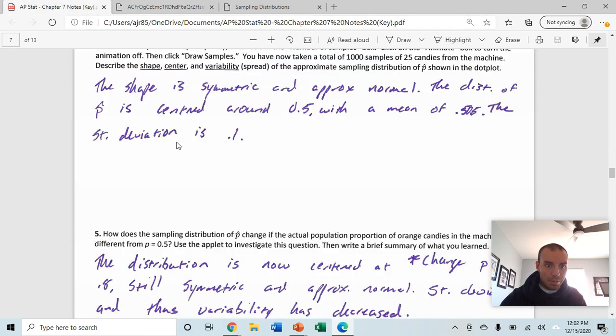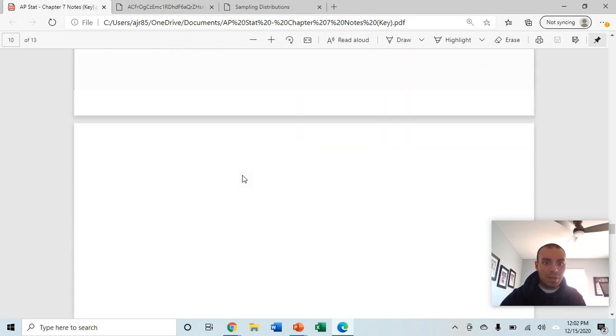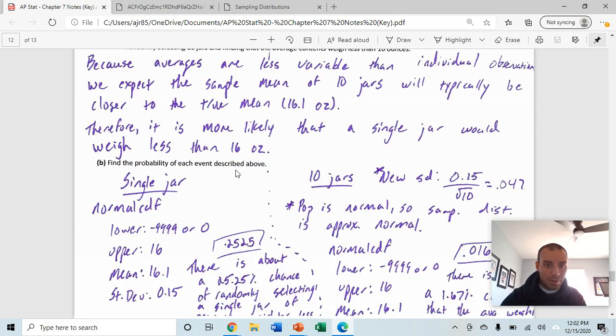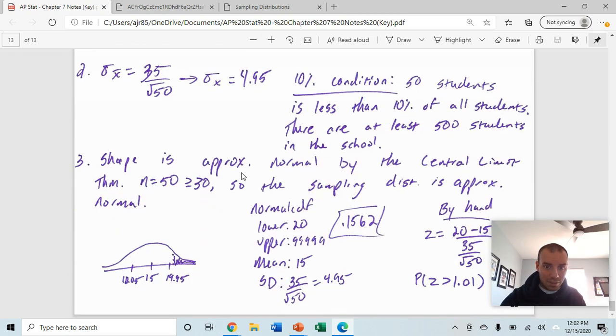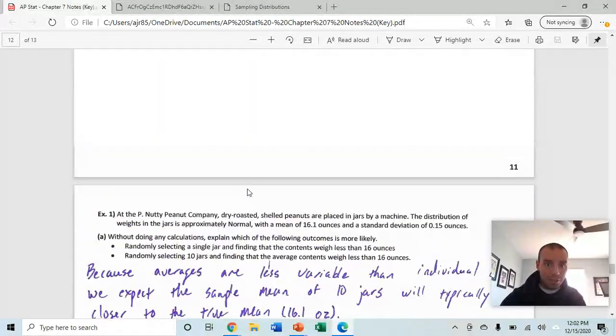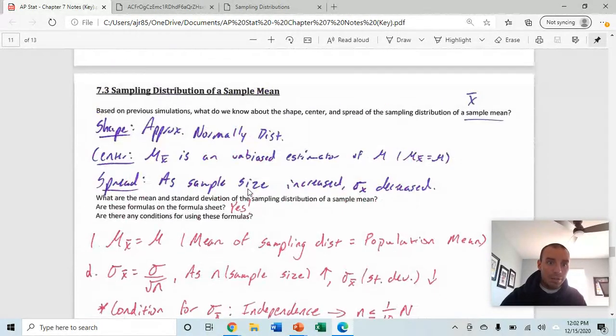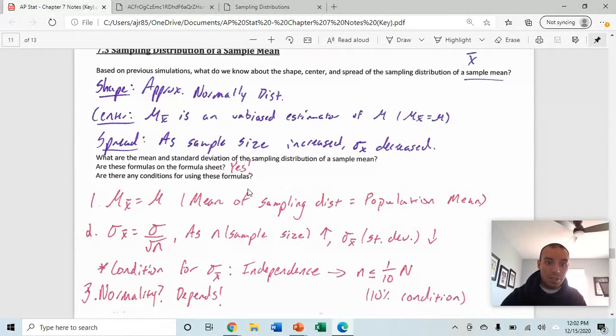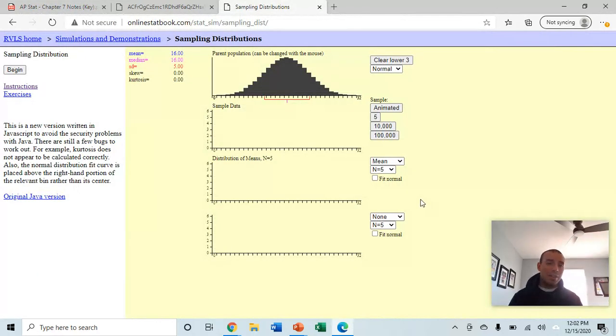All right, guys, we are moving into section 7.3, the last part of this section. So we've been talking all about sampling distributions. And now what we're dealing with is the sampling distribution of a sample mean. In order to start, I want to look at this simulation, which we're going to talk about in class as well, where we have a parent population here.